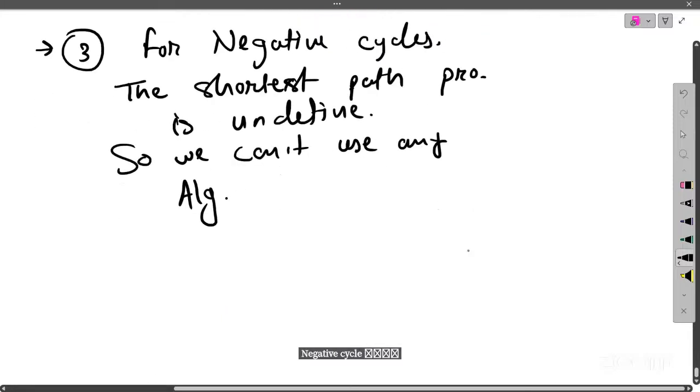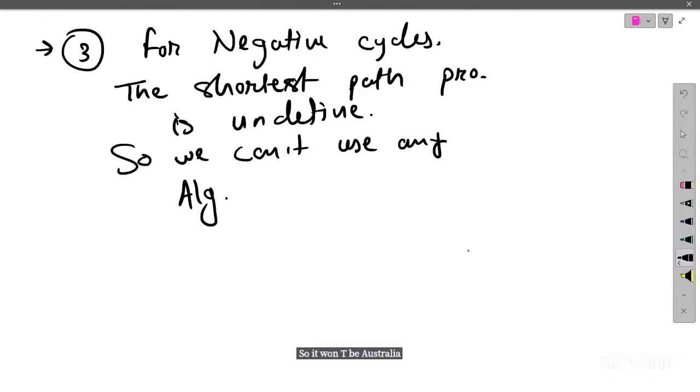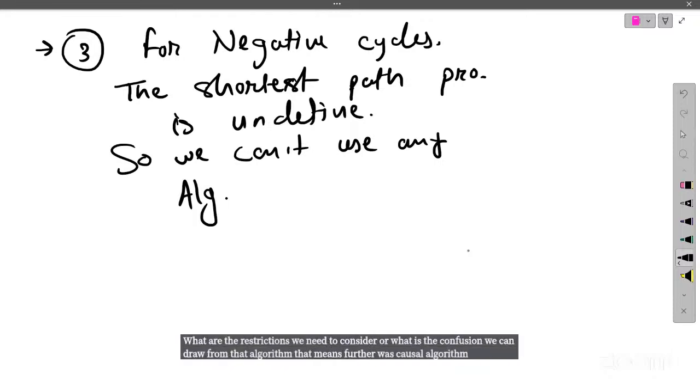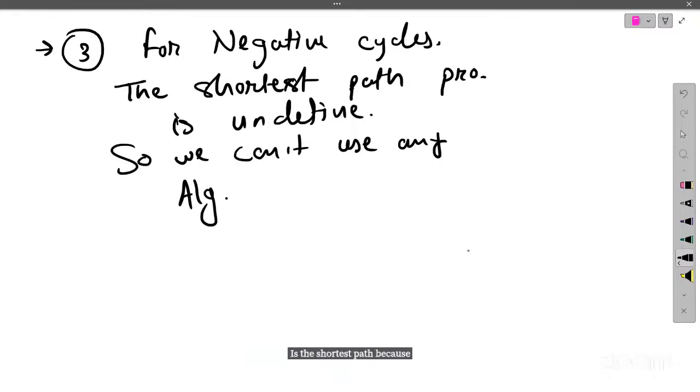So Floyd-Warshall is even longer than Bellman-Ford, so it won't be asked, I think. Right, correct. Those are very long algorithms. Floyd-Warshall algorithm and Warshall's algorithm: again, they can ask only where it will be used, what restrictions we need to consider, or what conclusion we can draw from that algorithm. That means the Floyd-Warshall algorithm is related to all pair shortest path. It will give us the shortest path between every possible pair of vertices.